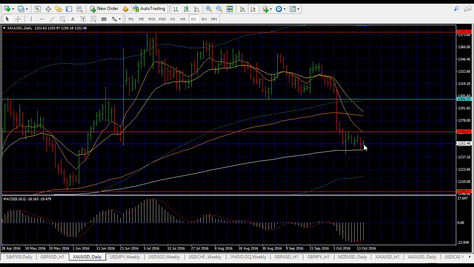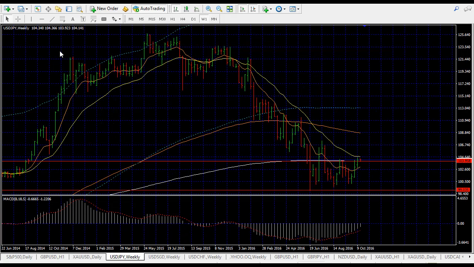So price is going to bing bang this area, and whichever direction it goes, after which we will be in line with that direction. But as for now, gold is still in a bearish momentum until, like I said, the election. Alright, next pair, dollar yen.